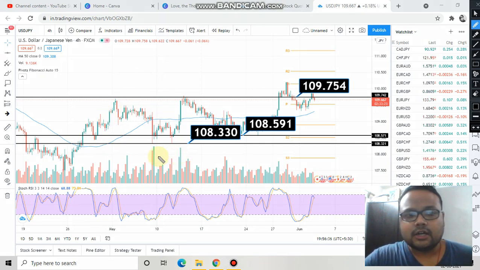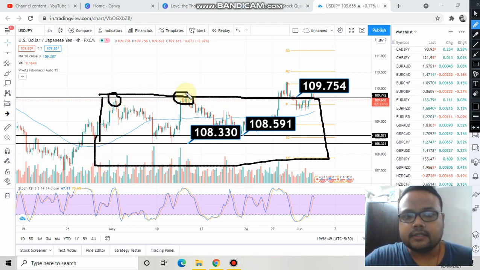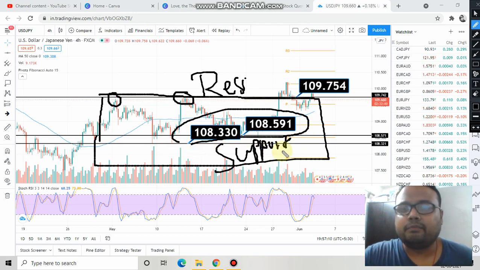If we just look at this chart, we can easily see that market is in a range right now. Market was trying to cross this level, but market failed. Whenever market was trying to cross this level, market failed every time, and market came down and took support at this price level. So this level has become the resistance for us, and this is the support for us. This level, 108.59, is the support, and this level is a resistance for us.